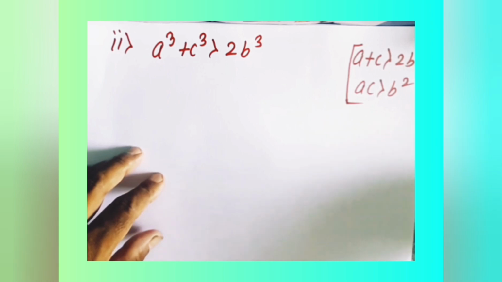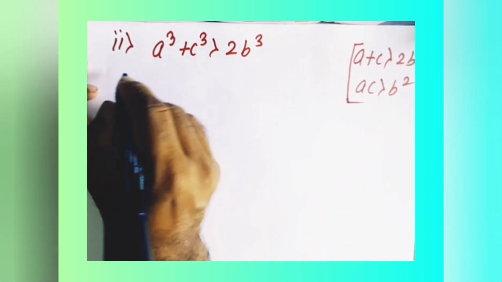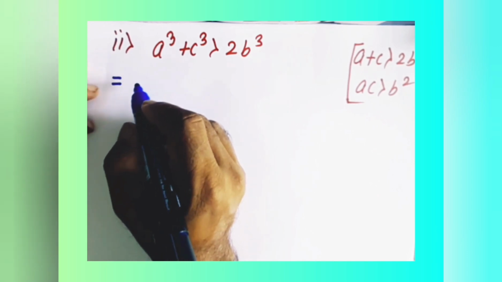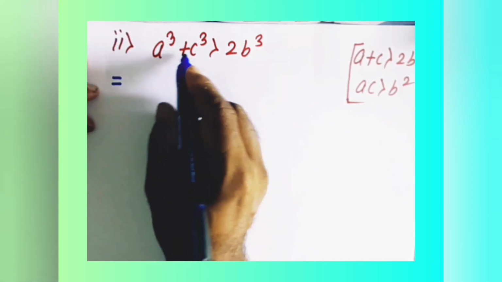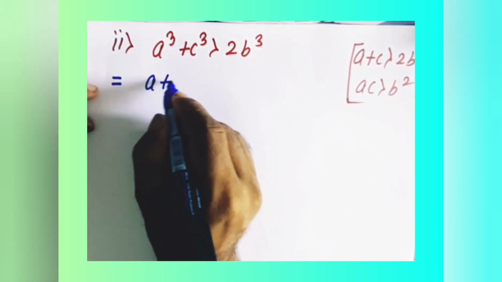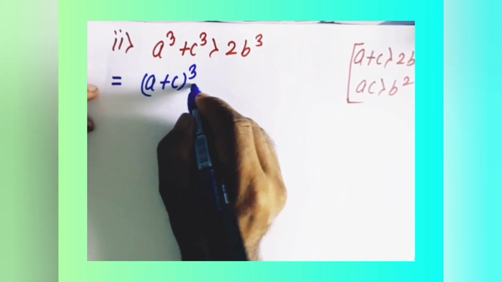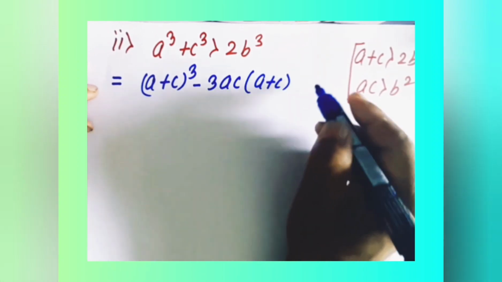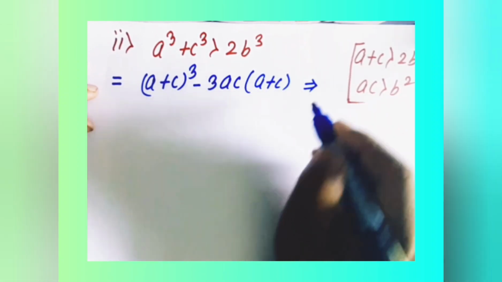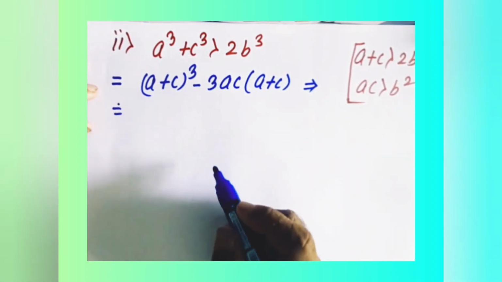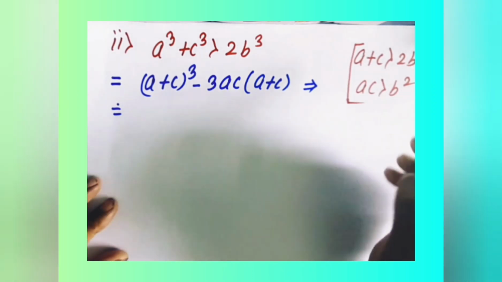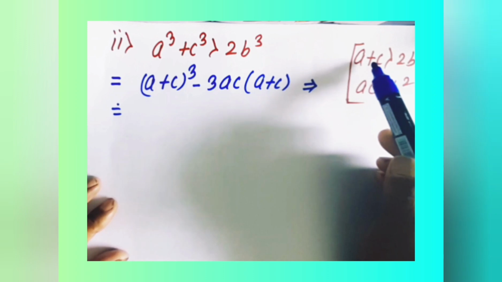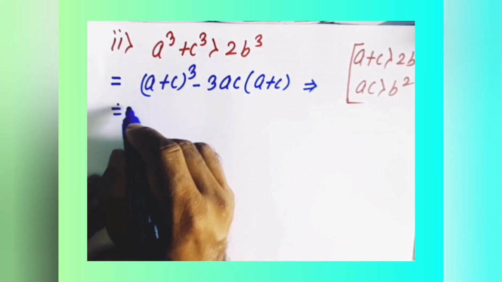So how to prove this? See this one. A cube plus C cube is given by formula. We know that A cube plus B cube means A plus B whole cube minus 3AB into A plus B. In this way, we can write A plus C whole cube minus 3AC into A plus C by formula. So now substitute the value of A plus C here. A plus C is greater than 2B and AC is greater than B square.